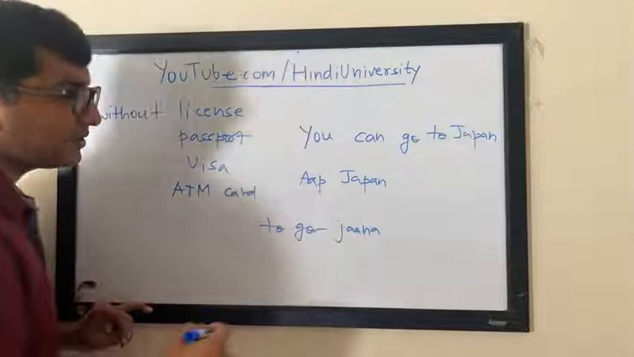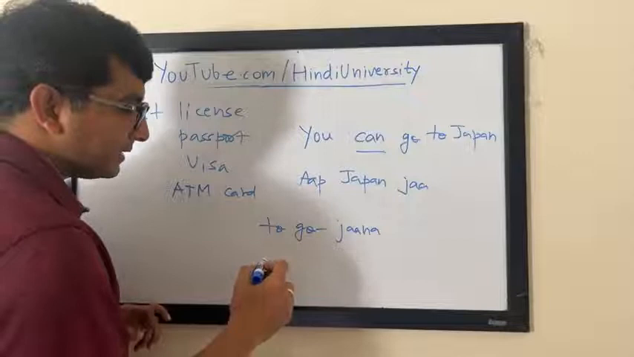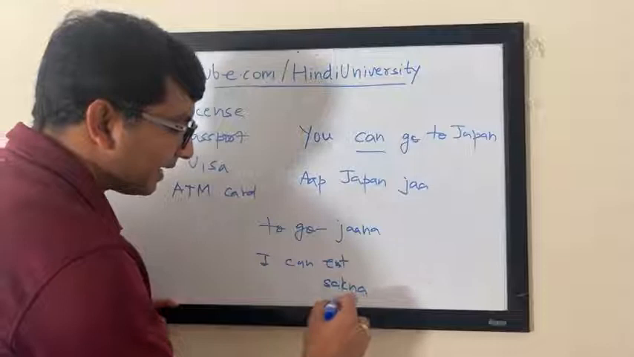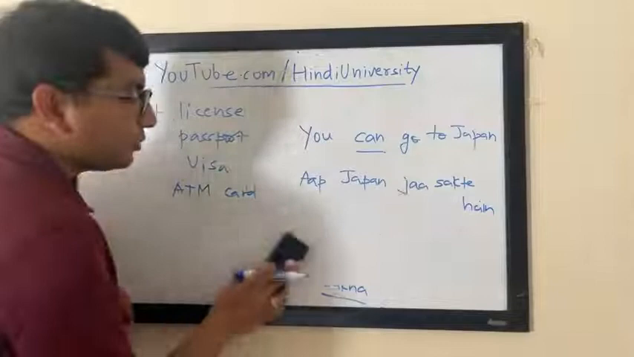So, up Japan. Jati. Can is? I can eat apple is, you know, main apple kha sakta hu. Right, sakta. Right, so can is sakna. Japan ja sakte. Very good. Aap Japan ja sakte hai. Right. Now you can say, you cannot go to Japan. How will you say that?